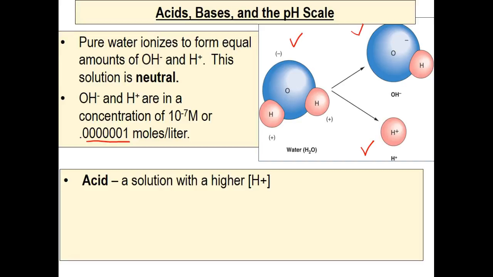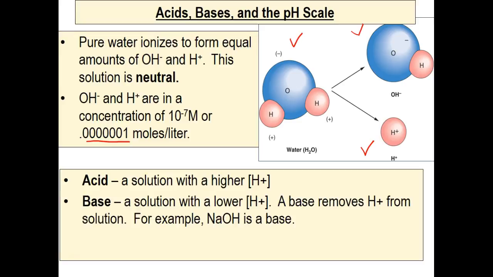An acid will be any solution with a higher hydrogen ion concentration, and a base is a solution with a lower hydrogen ion concentration. A base removes hydrogen ions from the solution. For example, sodium hydroxide is a base. Let's look at the reaction here. Sodium hydroxide binds with, or reacts with, hydrogen ion, and that will form sodium ion and water.